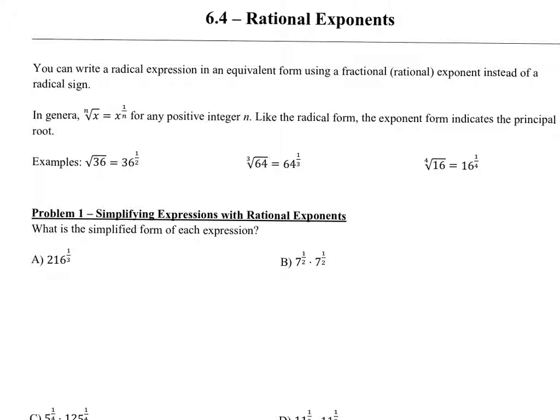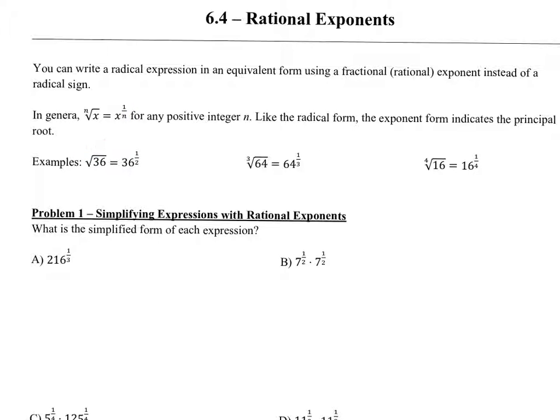Well, we meet again. 6.4, rational exponents. First, you have to know, how do you get a rational exponent? Well, we've talked about radicals, and when we have a radical, that is a fractional or rational exponent. Whatever radical, whatever your index is right here, that's the denominator in a fraction exponent.